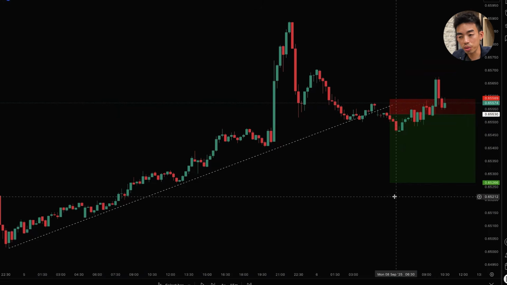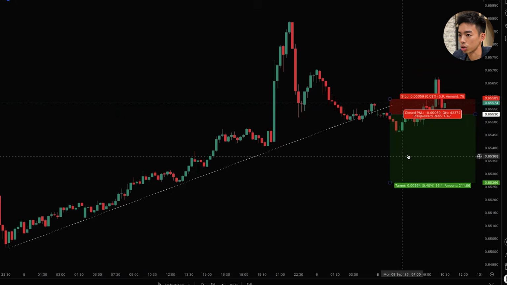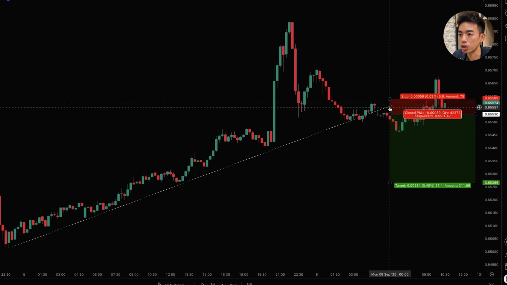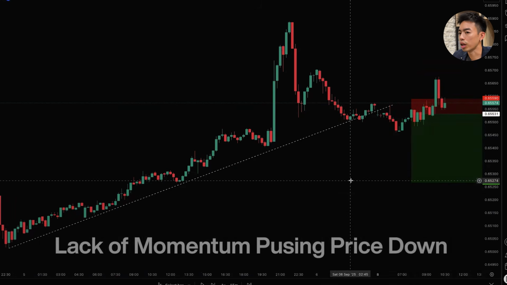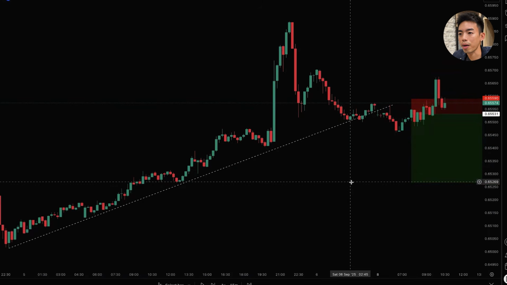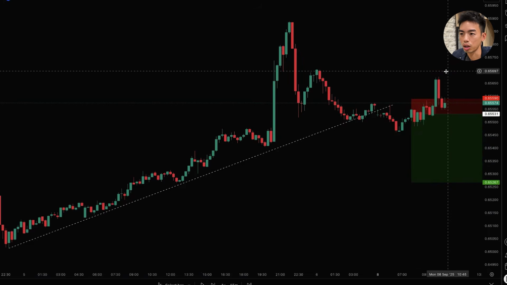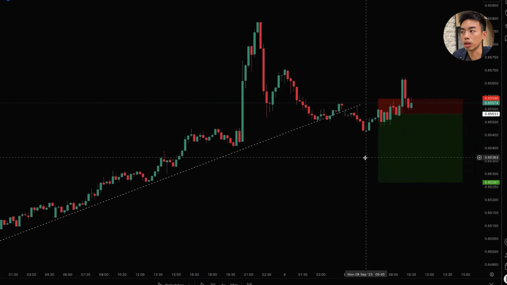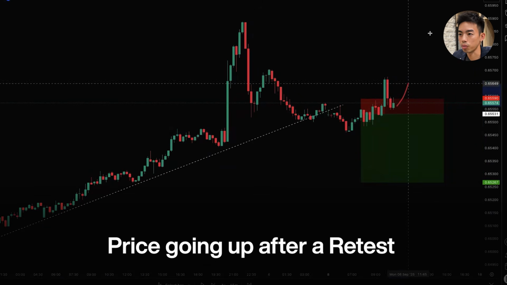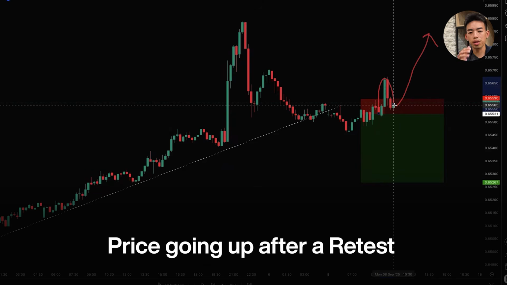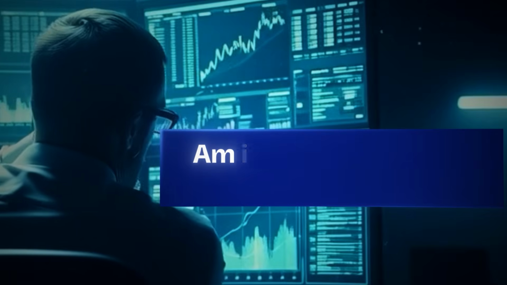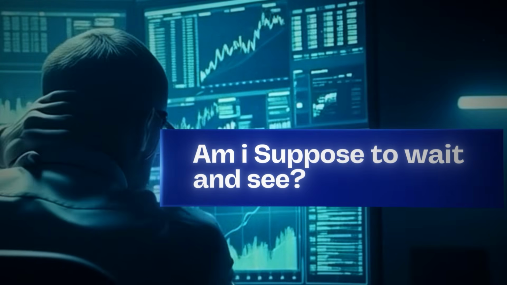If this is what you have been doing, I want you to pay really close attention. You often see that sometimes when a retest does come in, right, doesn't matter if it's here or right around here, there is a lack of momentum pushing price down. And instead, what happens next is things continue to push up. Once you see things continue to push up, the next thing might happen, which is price going all the way up like this after a retest. And then you're wondering, hold on, am I not supposed to take the breakout trade, or am I supposed to wait and see what's gonna happen on the breakout trade?